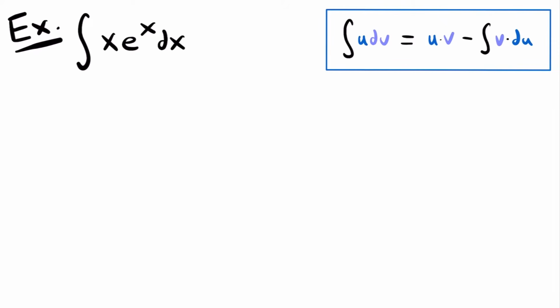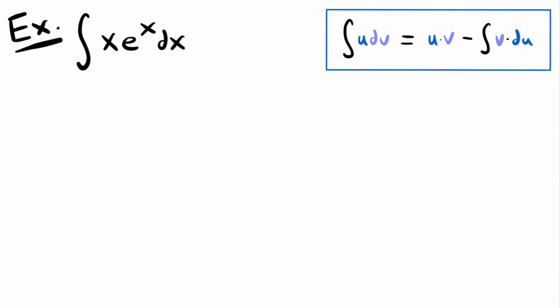And so determining what to set equal to u and dv is arguably the hardest part of integration by parts. But once you understand why you want to set something equal to u versus setting something equal to dv, integration by parts becomes a whole lot easier. And so I want to try to make it very clear why you want to set something equal to u versus dv.